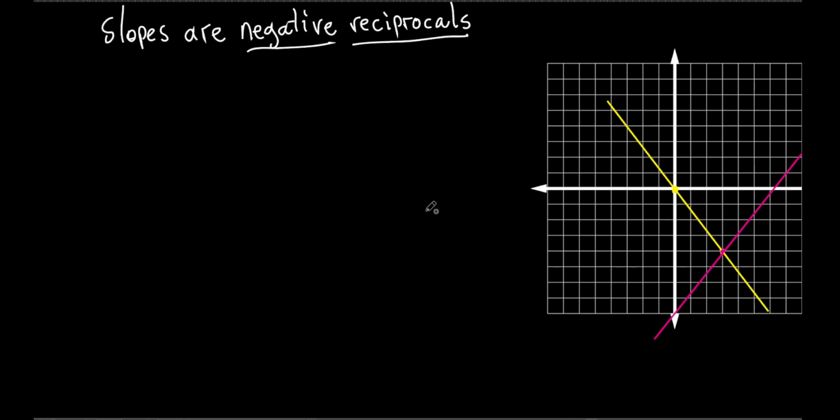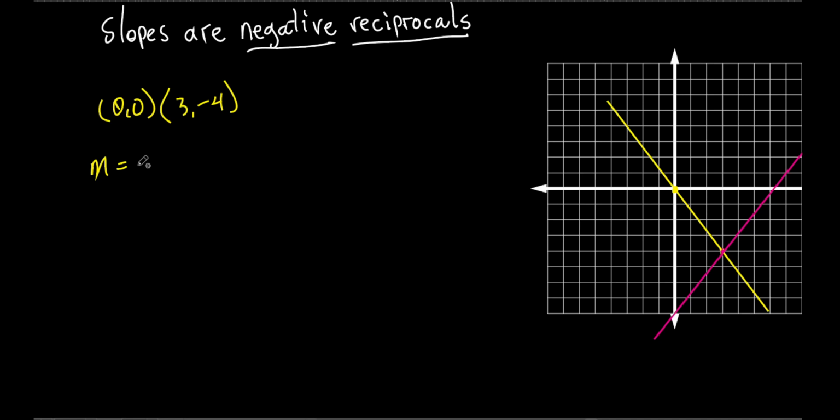So what were our points? 0, 0, and what was this? 3, negative 4. So let's find the slope of the yellow line. Then let's find the slope of the pink line. If they're negative reciprocals of each other, then they're perpendicular. If they're not negative reciprocals of each other, then they're what? Not perpendicular.